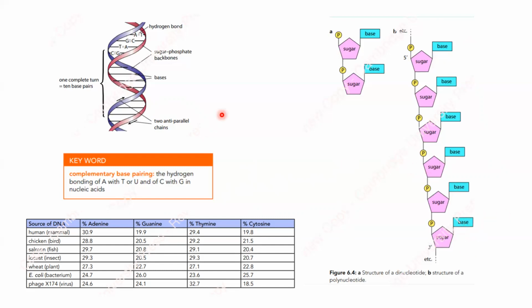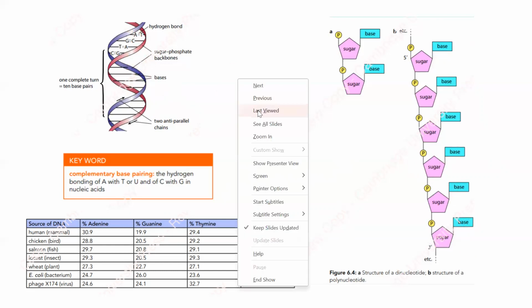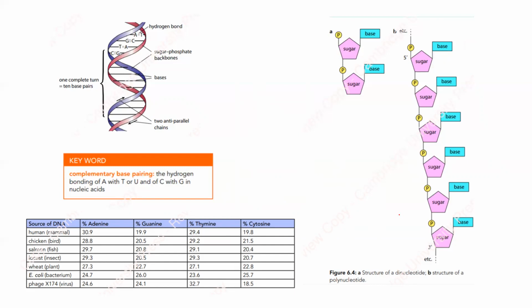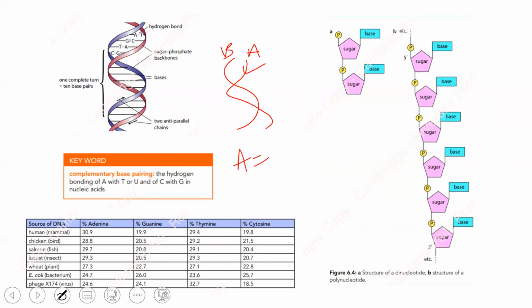Now, what does that mean? It means that I know the number of adenine and thymine is going to be similar, right? Because in this DNA, in strand A and strand B, if strand A had, say, 30 adenines.